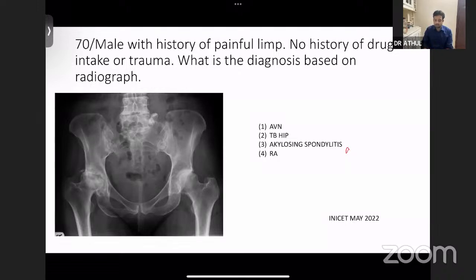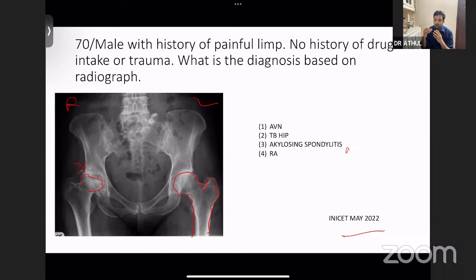This is another important question which was asked in 2022 May. So here this was a patient, a 70-year-old male with a painful limb. The patient doesn't have any history of drug intake, no history of trauma. You have to make the diagnosis with the help of radiographs. See, this is the right side of the patient. This is the left side of the patient. Here, the left side actually looks okay. You are able to see the sphericity of the femoral head. But on the right side, you are able to see the collapse and loss of joint space, arthritic features, etc.